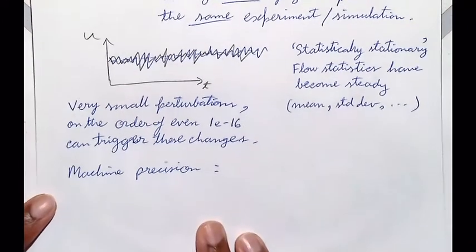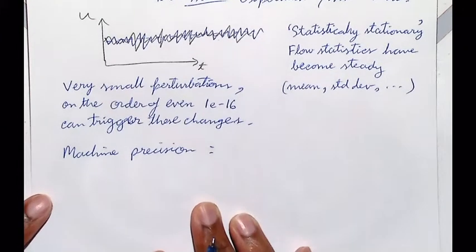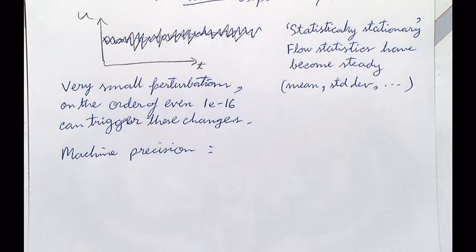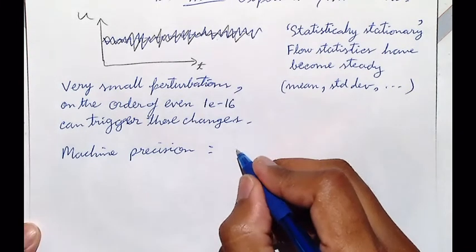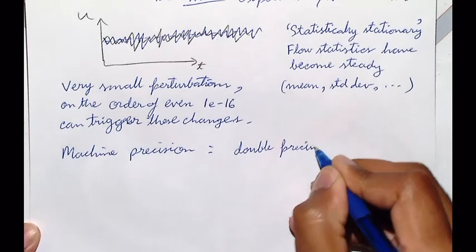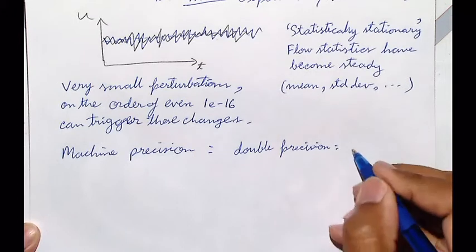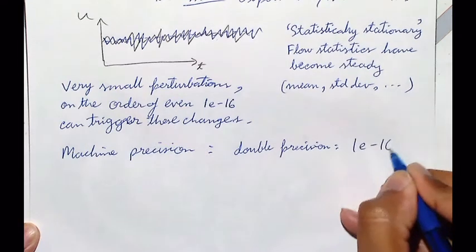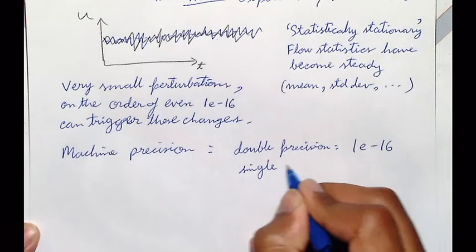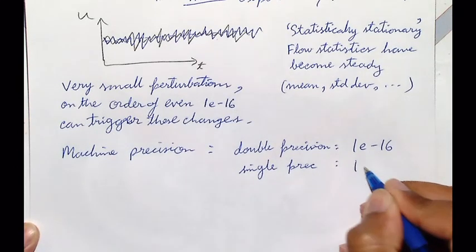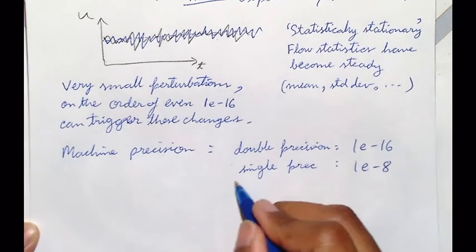Have you heard of this before? The arithmetic that we do on computers is not infinite precision. What does that mean? It means that, for instance, in double precision, the smallest number we can represent on the computer is 1e minus 16. Single precision is 1e minus 8. This is also called float.